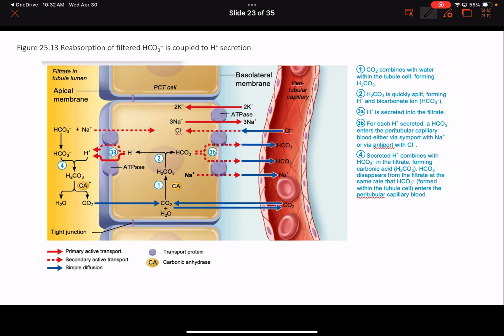The secreted hydrogen ion is then going to combine with bicarbonate in the filtrate, and that's going to make carbonic acid. Then with the use of carbonic anhydrase, we split that into water and CO2. That CO2 can be transported either into the cell to facilitate more of that splitting, secreting of hydrogens and reabsorbing of bicarbonate, or it can be moved into the blood. So it's really just this cycle of using this equation over and over again to maintain pH balance.